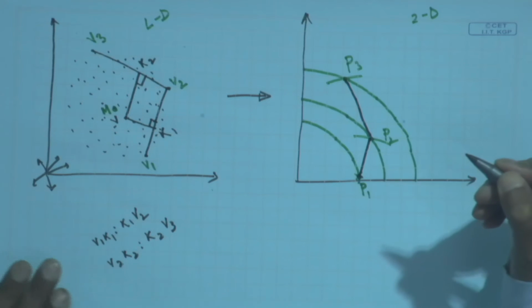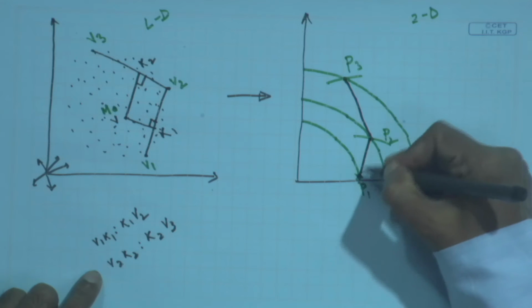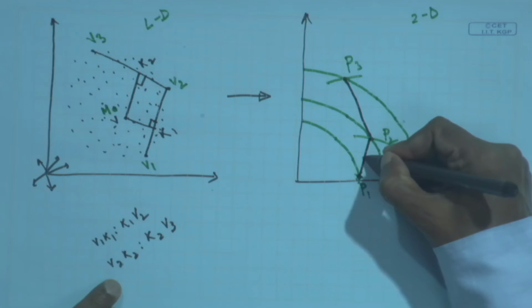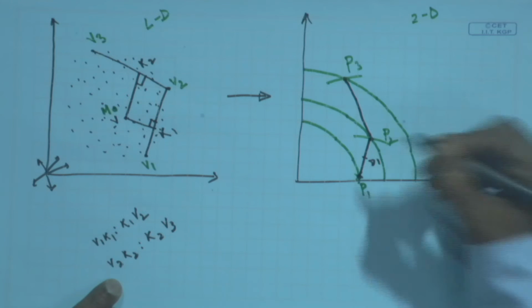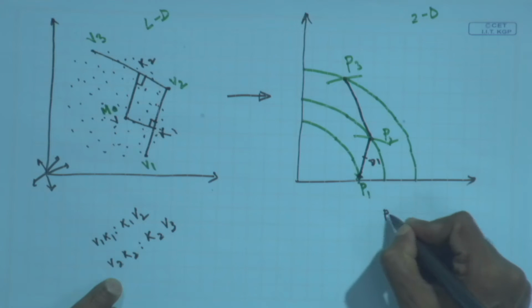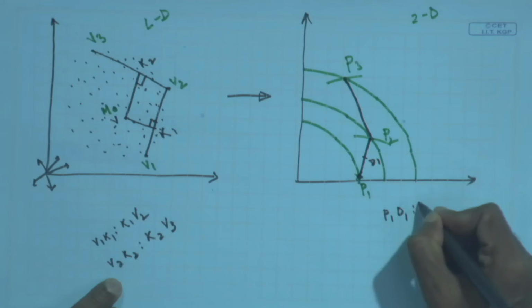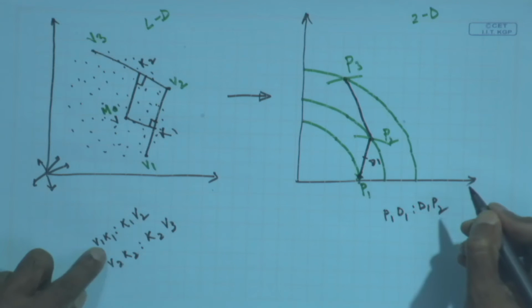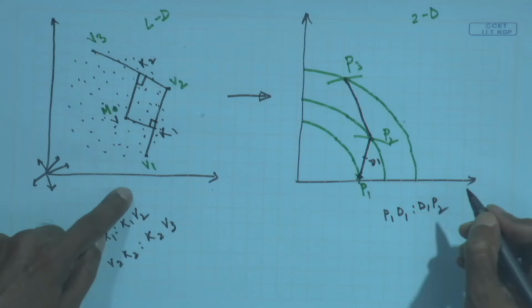Now I am going to locate a point on P1P2, say this point is D1. This point D1 is such that the ratio P1D1 to D1P2 is the same as the ratio V1K1 to K1V2.